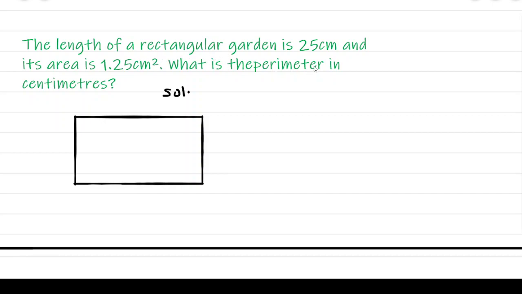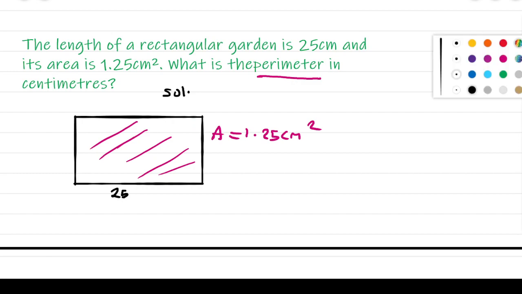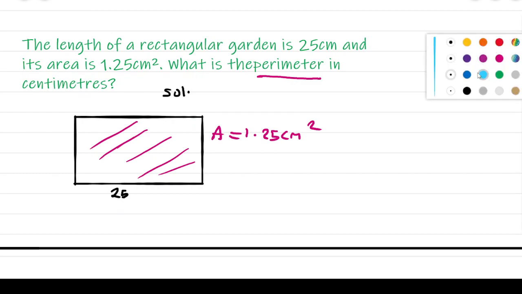The length is equal to 25 cm. So this is 25 cm. And its area, this part here, is equal to 125. So area is 1.25 centimeter squared. So what is the perimeter in centimeters? Wow. Well, not too difficult a question. Let's see how we do this.